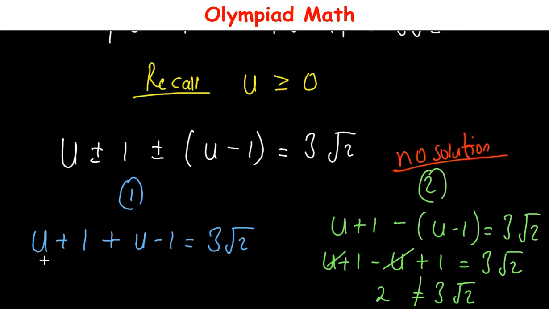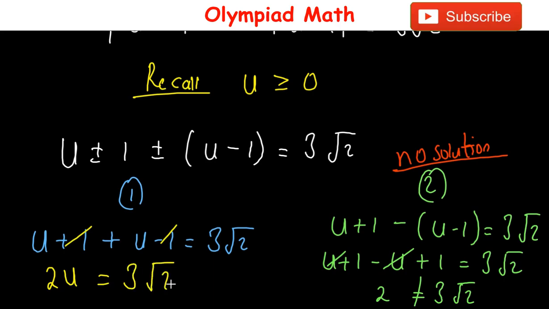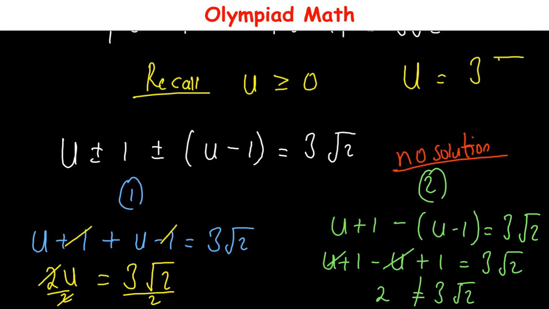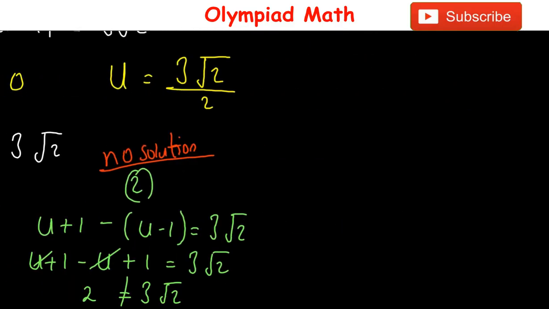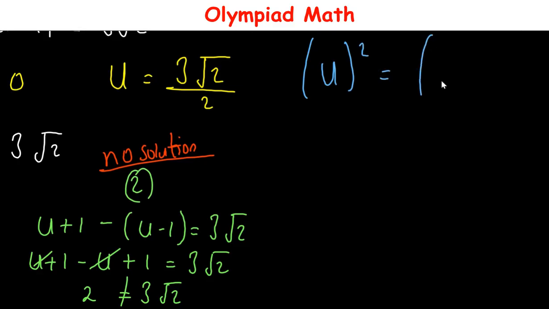Okay, for case 1. So u plus u is equal to 2u, plus 1 will cancel minus 1, and this equals 3 times the square root of 2. From here, if we divide both sides by 2, this implies that the value of u is equal to 3 times the square root of 2 divided by 2. So from here, we are going to square this value of u. So this becomes in brackets u all raised to power 2 is equal to in brackets 3 times the square root of 2 divided by 2 all raised to power 2.